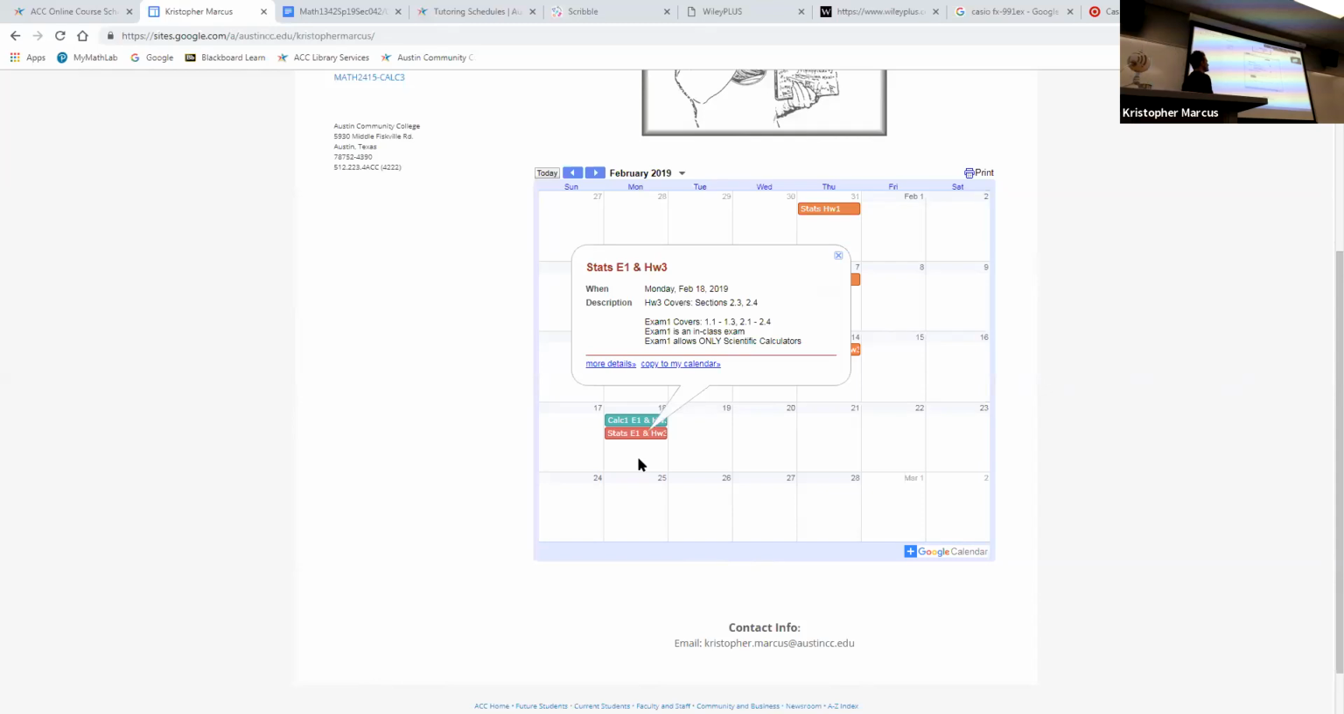So the very last one that's posted here, the 18th of February, homework 3 covers sections 2.3 and 2.4. Exam 1 covers these sections here. Exam 1 is going to be in class, and on exam 1 you can only use scientific calculators. So this is the way the due dates and the exams will appear once we finalize the dates that we're going to have for homework and exams. Questions about that? Is it TI-83?